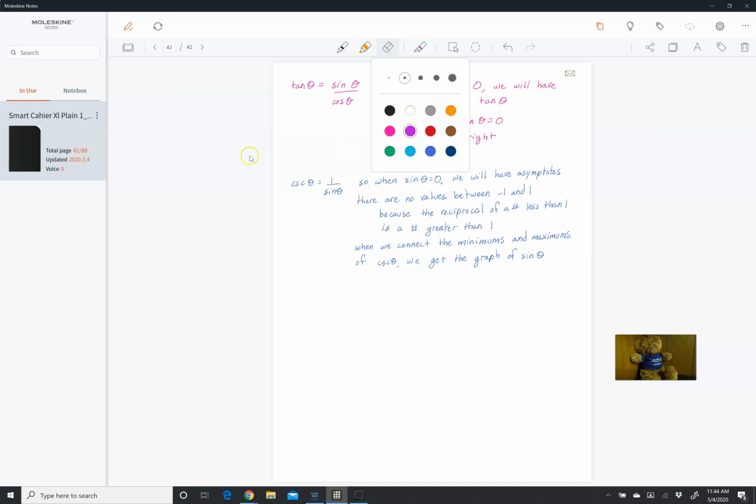So this is for secant. Secant of theta is 1 over cosine of theta. What are some of its distinguishing characteristics? When the cosine of theta is equal to 0, we're going to have asymptotes. Now this does not distinguish it from the tangent, right? Because this is true for tangent as well.